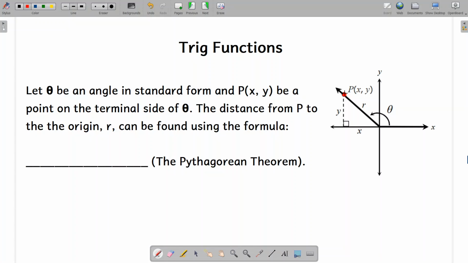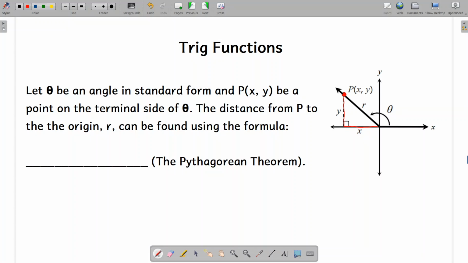The distance from the origin to that point P can be found using the Pythagorean theorem. Now, it's going to be a slight variation. It's not going to be a squared plus b squared equals c squared, because notice that with this diagram over here, if we have angle theta, and this is our terminal side, and point P is on the terminal side, the x value of that point is going to make up this bottom leg of the triangle, and the y value is going to make this leg of the triangle.